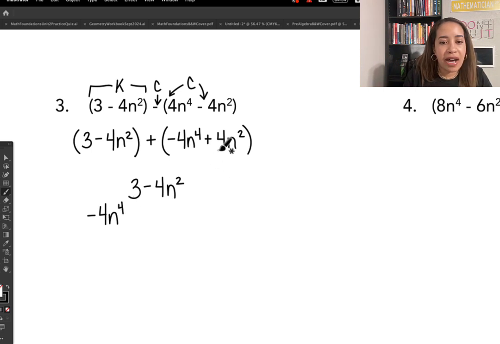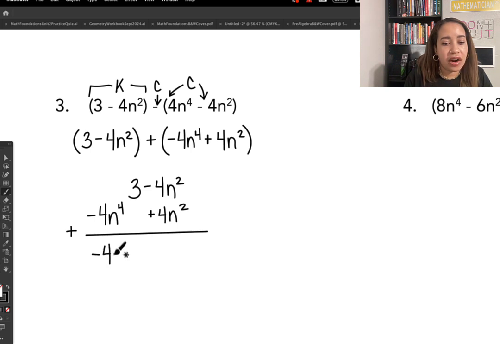Next, I see that my positive 4n squared does match my negative 4n squared. So I'm going to write plus 4n squared here. Now that I've stacked up my like terms, I can add them up. Our negative 4n to the 4th power was all alone, so it's going to come straight down to our answer. Negative 4n to the 4th goes straight down. Our 3 was all on its own, so it's also going to come straight down to our answer. And I'm going to put a plus sign in between since it was a positive 3.